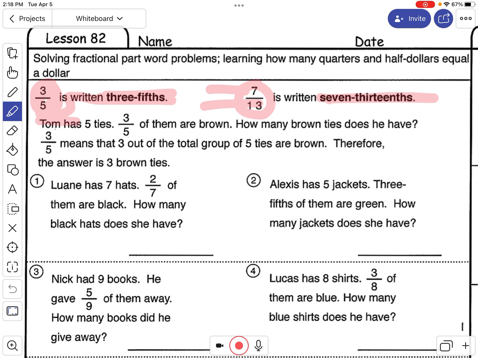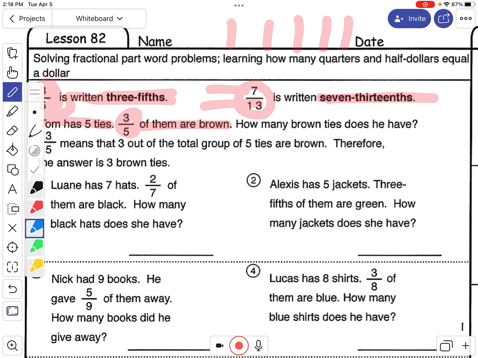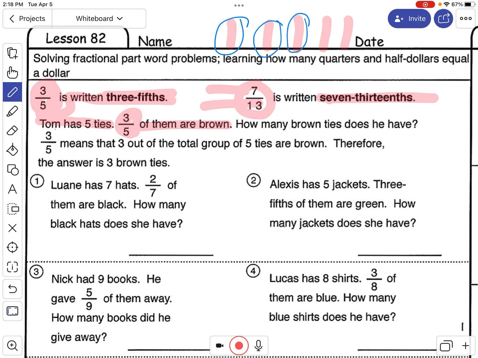Now let's read our first problem. Here we go. Tom has 5 ties. Here's his 5 ties. 1, 2, 3, 4, 5. 3/5 of them are brown. I wonder if I have brown. Nope, I don't have any brown in here. Well, we'll just go like this. 3/5 of them are brown. That means that one's brown, and that one's brown.